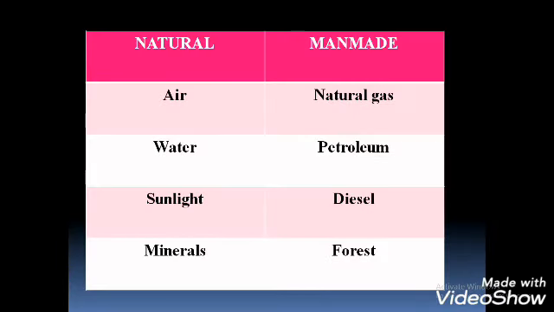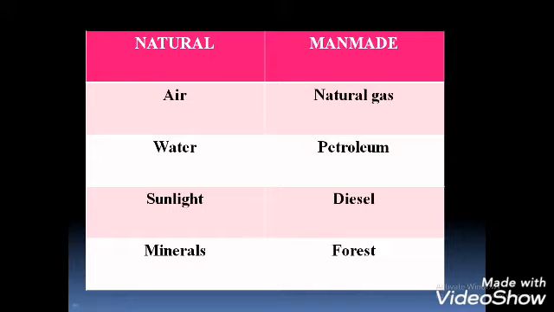We use various materials for our basic needs. Some of them are found in nature and some have been made by human efforts. So we can make a list of various materials used by us in daily life and classify them as natural and man-made. Which are the natural materials? First one, air, water, sunlight, minerals, etc. are natural materials that are very necessary for our daily life. And man-made things: natural gas, petroleum, diesel and forest, etc.